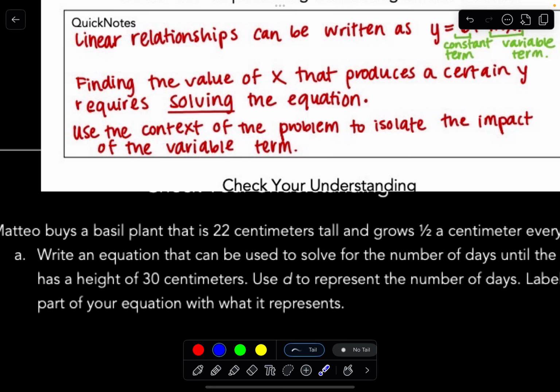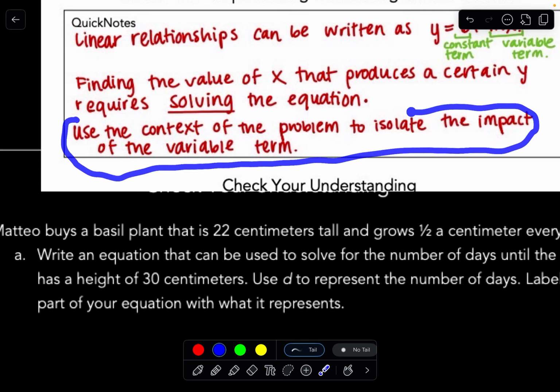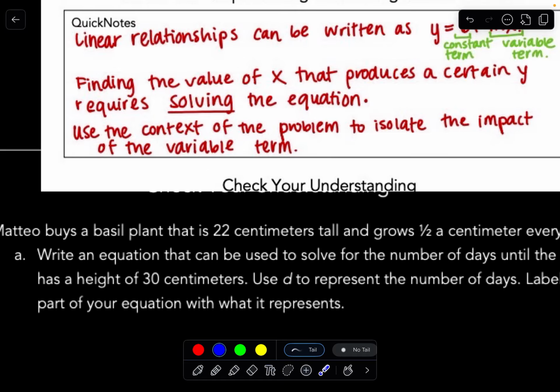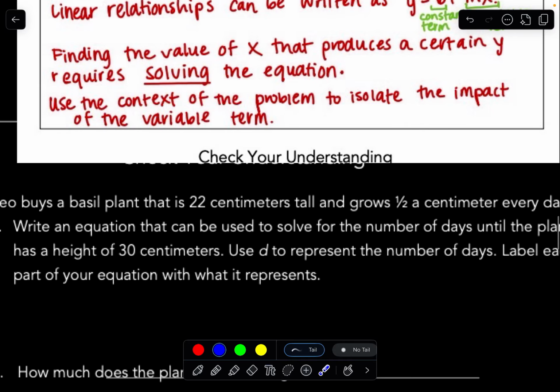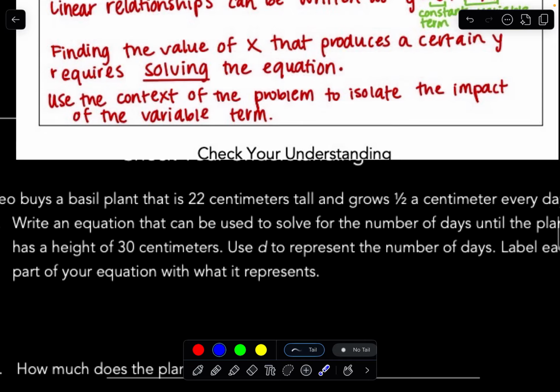And then it says, use the context of the problem to isolate the impact of the variable term. I'm not a big fan of the language there. To isolate the variable term is real. I mean, the impact. So just isolate the variable term. All right, so let's look at this.